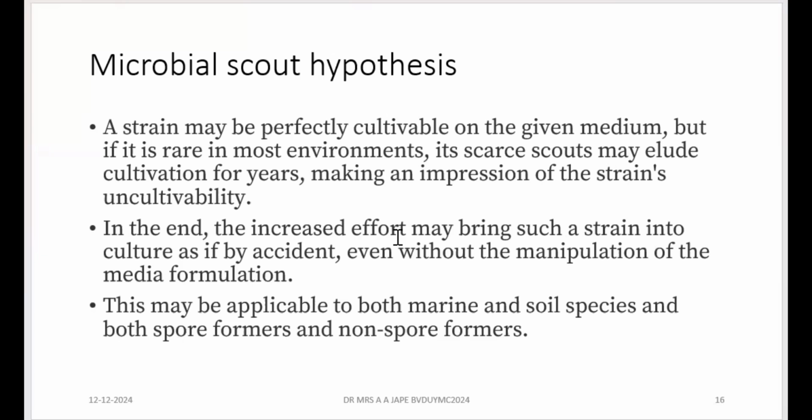So increased efforts may bring such a strain into culture by accident maybe, but without the manipulation of the media formulation, media cannot do anything. It is the metabolite produced by coexisting bacteria that would help growth of such scout cells. So you have to identify the bacterial interactions, the metabolite involved in the interaction, and how it triggers the growth of the scout cell. So you have to identify the pairs or the communities which are interdependent and put them in culture together. So if it is that, how are you going to get a pure culture? That is another thing. All right.